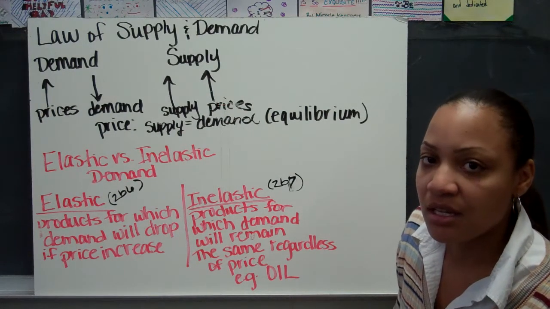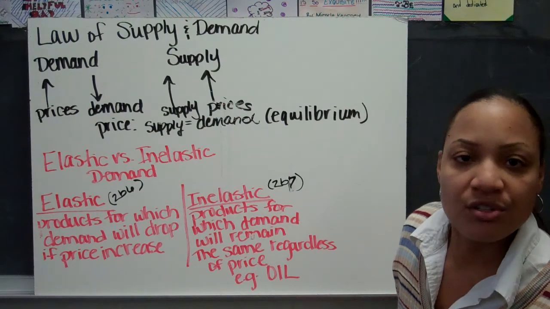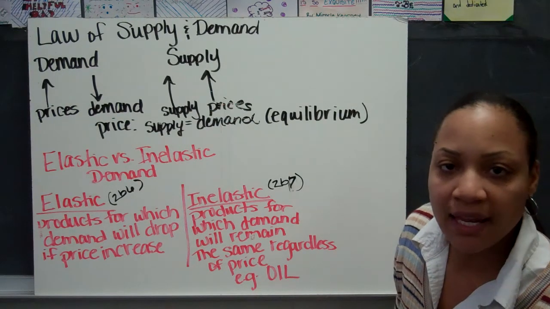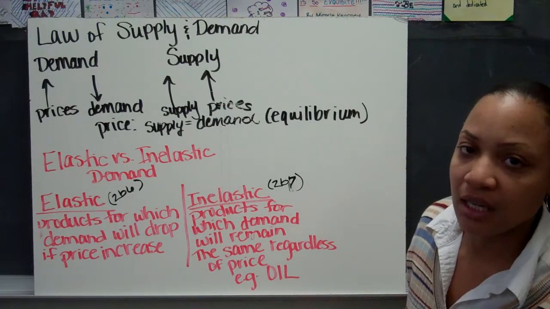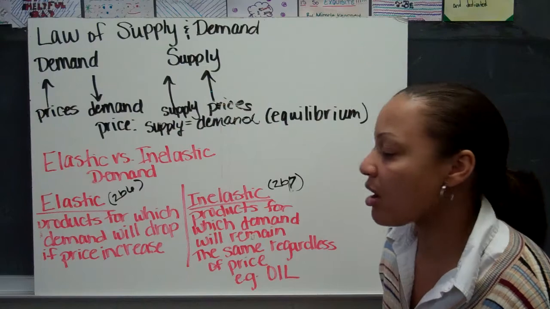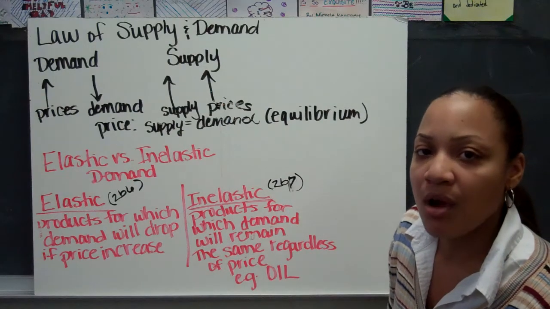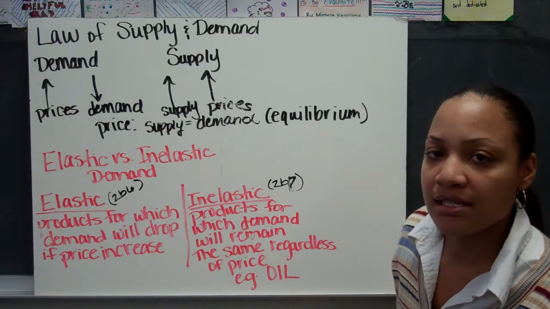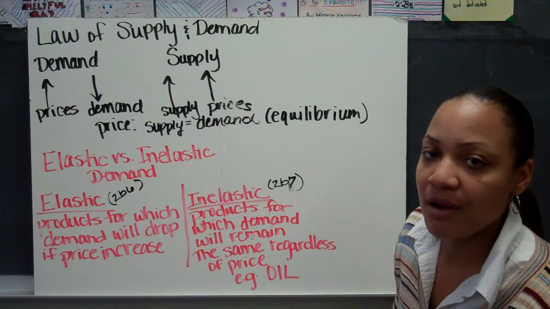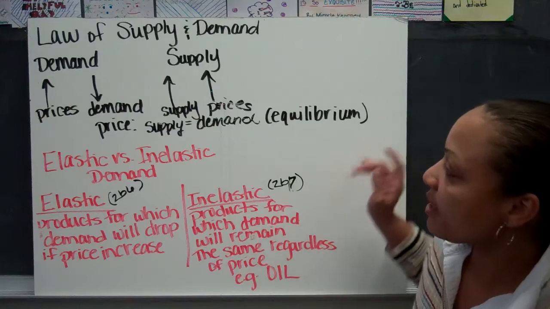People need gas. When I first started driving a car, I think gas was like 89 cents a gallon. Now it's over $3. I'm still going to spend money and purchase gas because I need it in my car. That is an inelastic product. The same thing with medicine. Depending on what kind of sickness you have, if you have to take that medicine, you're going to buy it regardless of whatever price it is. That's inelastic.